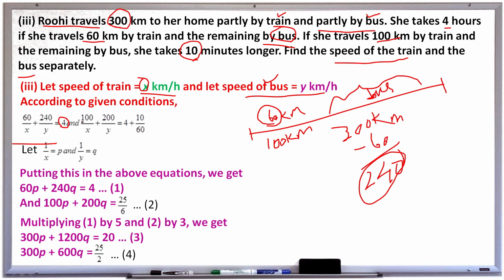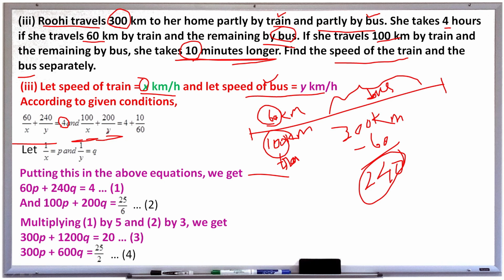And the second condition, 100 kilometers she traveled by train. So 100 by x plus the remaining. 300 minus 100, remaining 200 kilometers. These 200 kilometers she used the bus to travel. So 200 by y is equal to, here, how much? 10 minutes longer. She took 10 minutes extra.